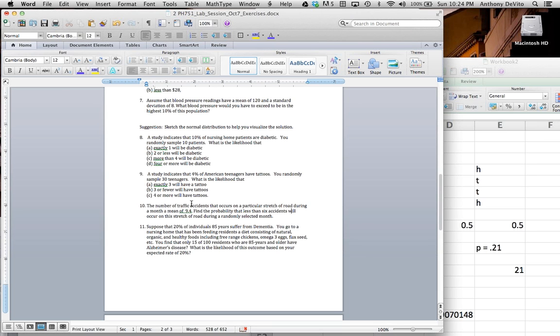Well, we're talking about, again, accidents. Either you have an accident or you don't have an accident. However, this is looking at it from the number of accidents over a period of time, a temporal relationship, a time relationship. That's kind of a dead giveaway for Poisson distribution, since it's a random event.